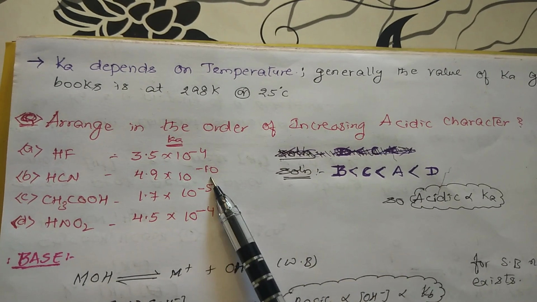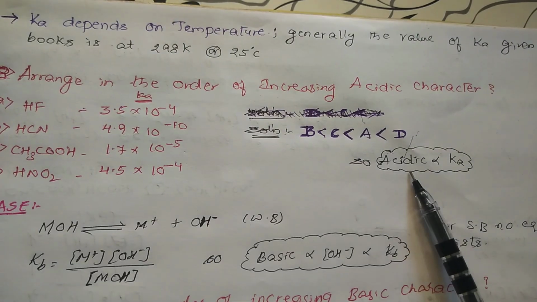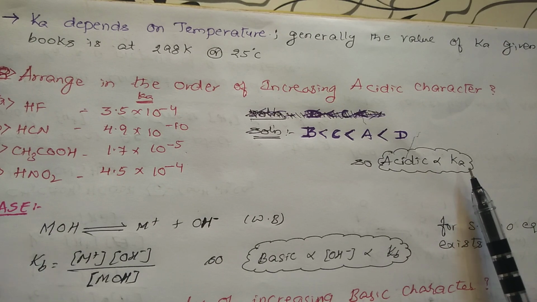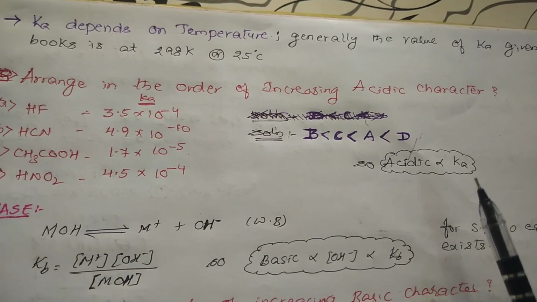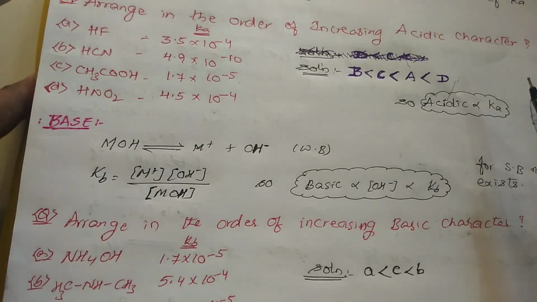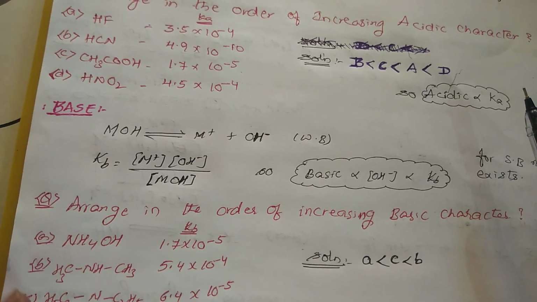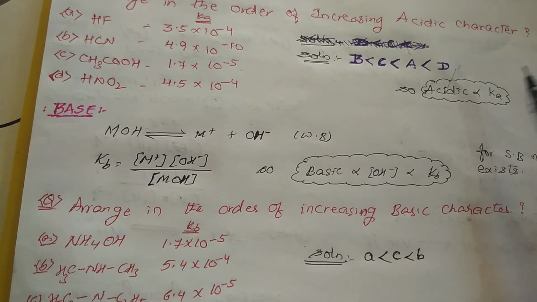So the value is 10 power minus 10. So the more the acidic character, the more will be the Ka value. So among these, calculate the larger Ka value, so that you will get the more acidic compound. So as we have learned with respect to acids, now with respect to base.